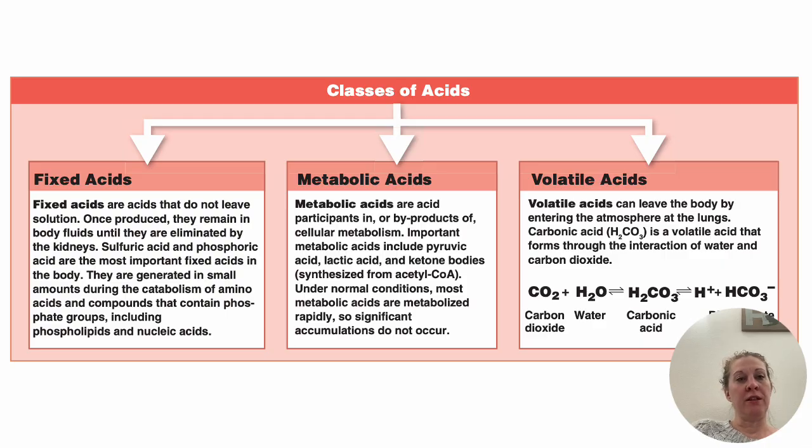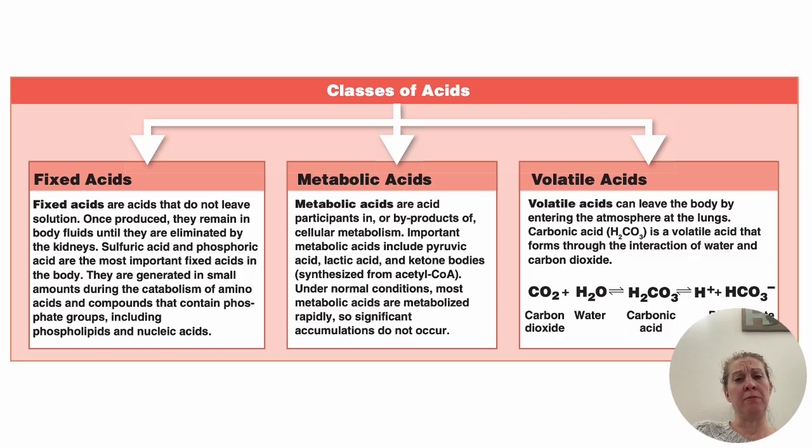There's fixed acids that are byproducts of protein metabolism, amino acids, and nucleic acids too. Sulfuric acid and phosphoric acid are those type of acids, and they usually are excreted by the kidneys.